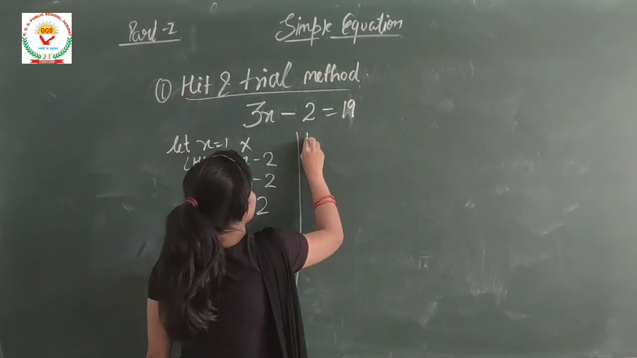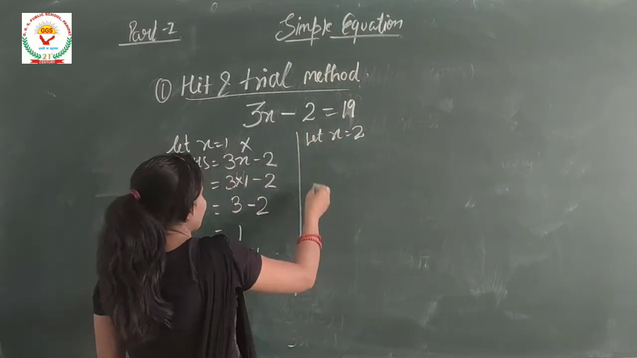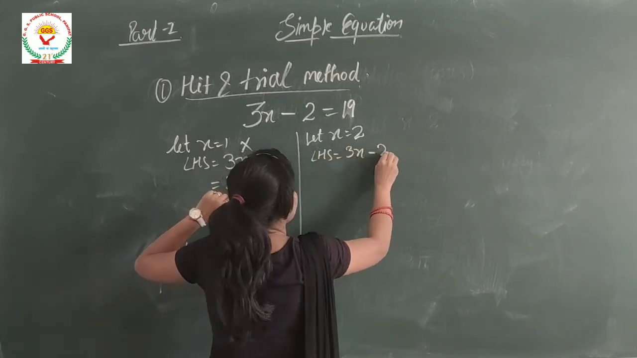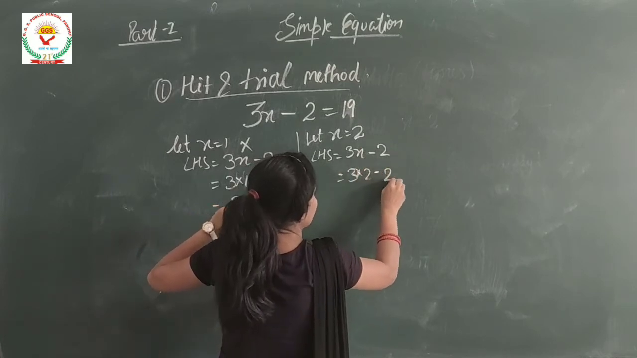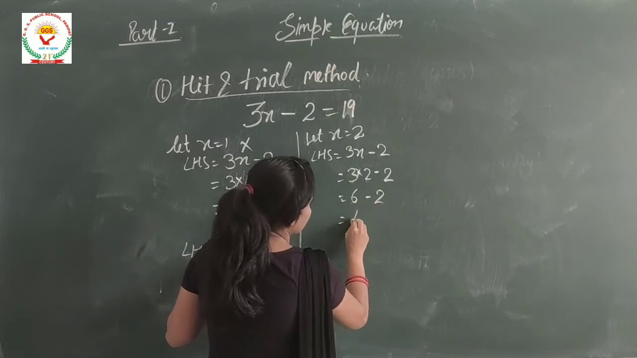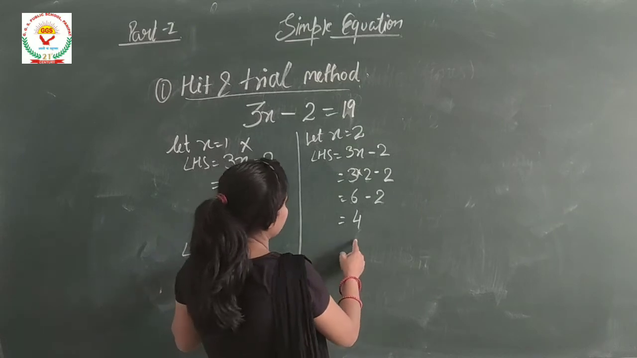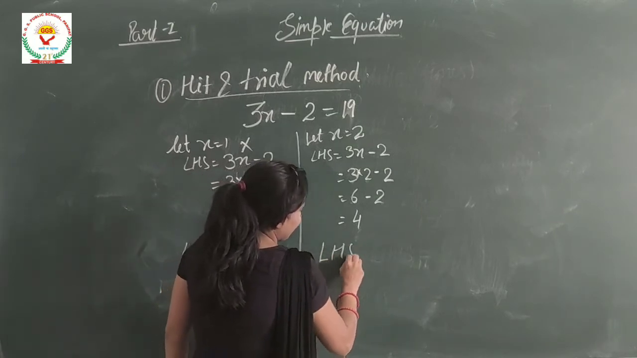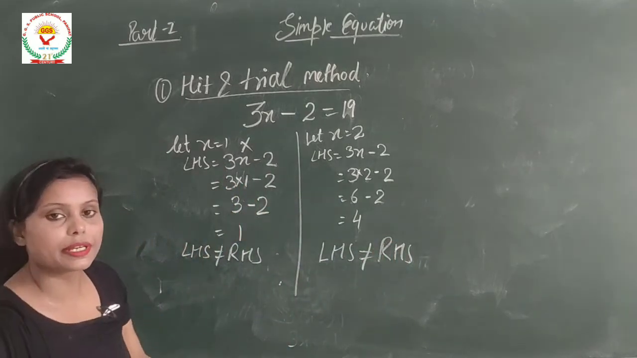Now let x is equal to 2. So LHS 3x minus 2. In the place of x we will put 2. 6 minus 2. So 6 minus 2 is 4. This is also wrong, right? From here we notice that this value is coming very less. So let's take a bigger value.